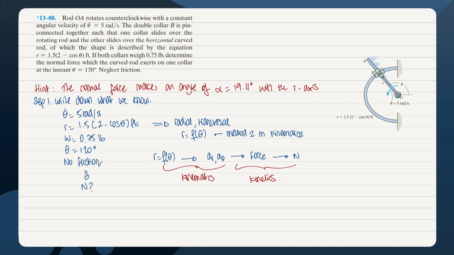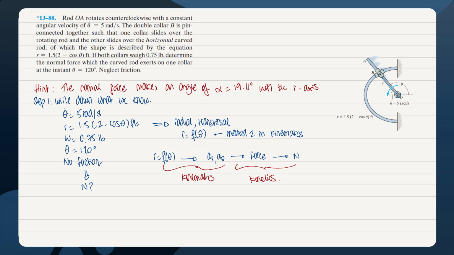So if we want to sketch the timeline or the different steps we need to follow to solve the problem, first we are given r as a function of theta. We can use method 2 and the kinematic equations to find a_r and a_theta. Once we know the acceleration components, we can make use of the kinetics, or Newton's second law, to link that to the forces and then solve for N. So that's the path we're going to follow.